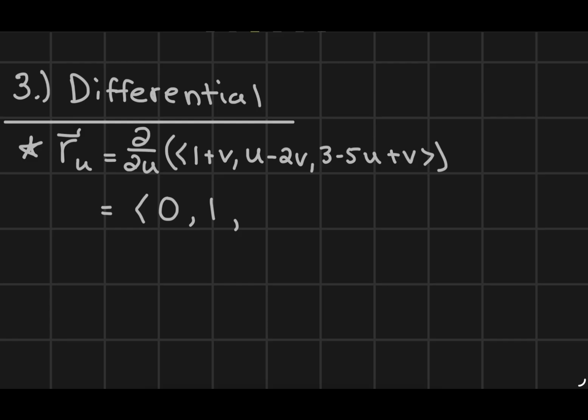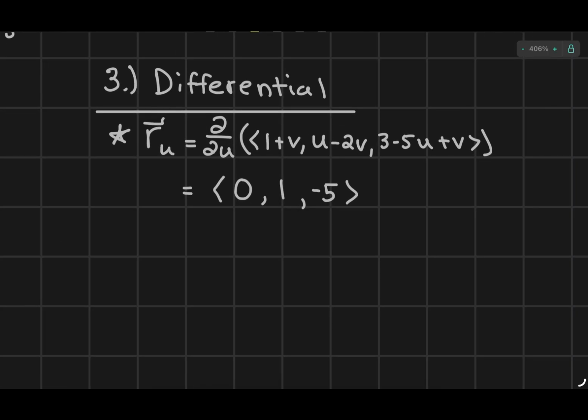Finally, for our z component here, we have 3 minus 5u plus v. Taking the partial with respect to u there, that 3 is already a constant, so it's going to be treated as a constant. That negative 5u has that u in there. Using the power rule there, it's just going to be equal to negative 5. And then plus v, well, that v is not u, therefore it's going to be treated as a constant, so that's going to be 0. Meaning our partial of our parameterized surface with respect to u is going to be 0, 1, negative 5.